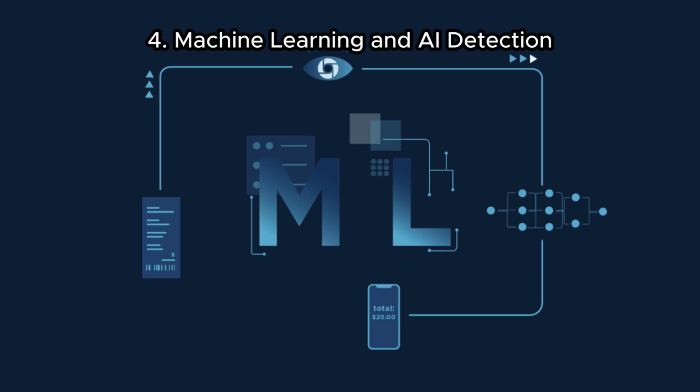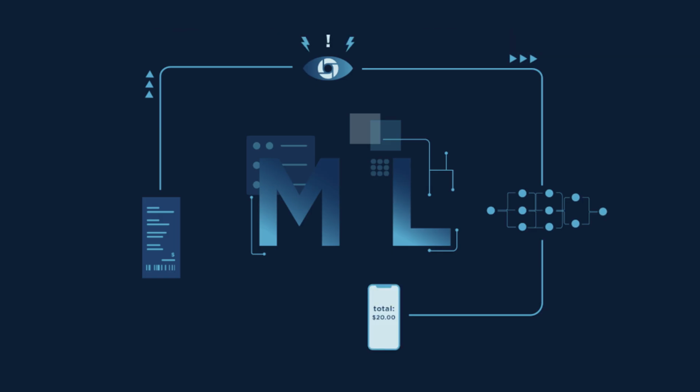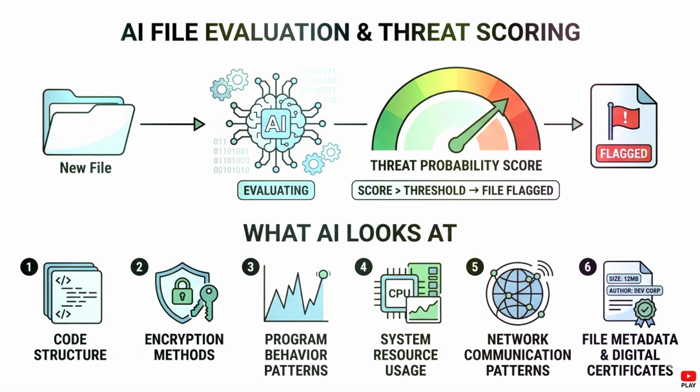4. Machine learning and AI detection. Modern antivirus increasingly uses machine learning. Instead of relying only on human analysis, security companies train AI models on millions of malware samples and legitimate files. The system learns patterns that distinguish malicious code from safe software. When a new file appears, the AI evaluates it and assigns a threat probability score. If the score crosses a certain threshold, the file gets flagged.